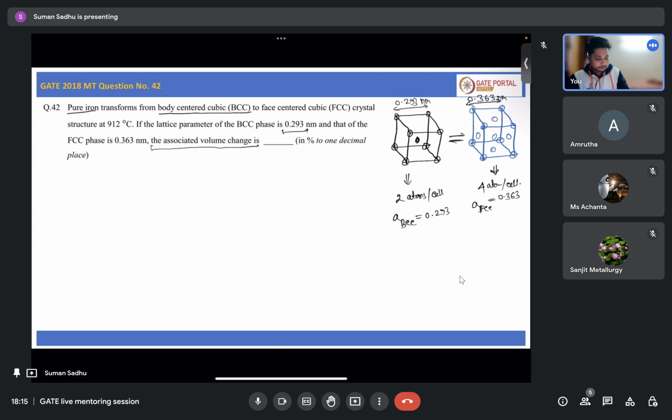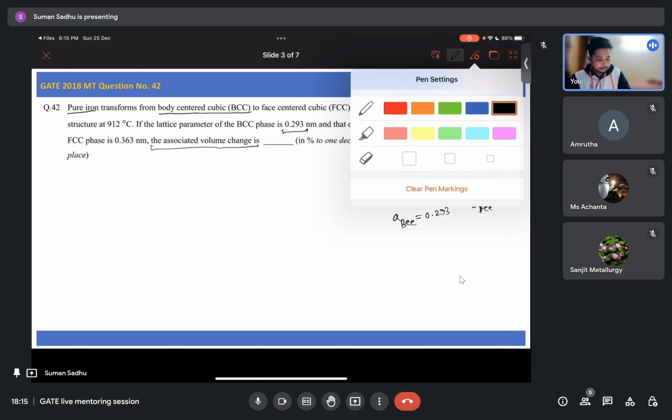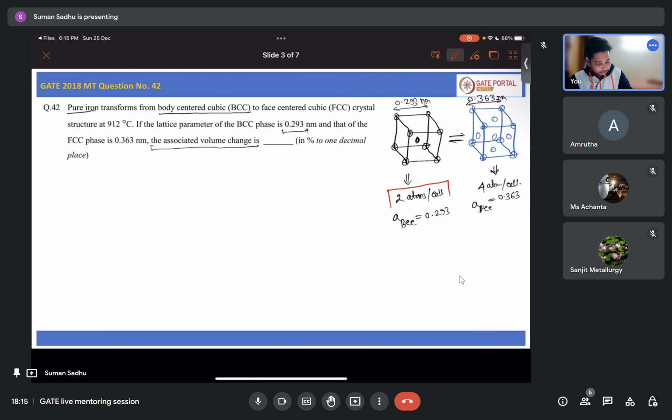So you can see that in case of BCC, initially you have 2 atoms per unit cell. In case of FCC, you have 4 atoms per unit cell. So that means 2 BCC unit cells are transforming into 1 FCC unit cell, because you have to equate the number of atoms accommodated in a unit cell. So 2 BCC unit cells will transform and give rise to 1 FCC unit cell.